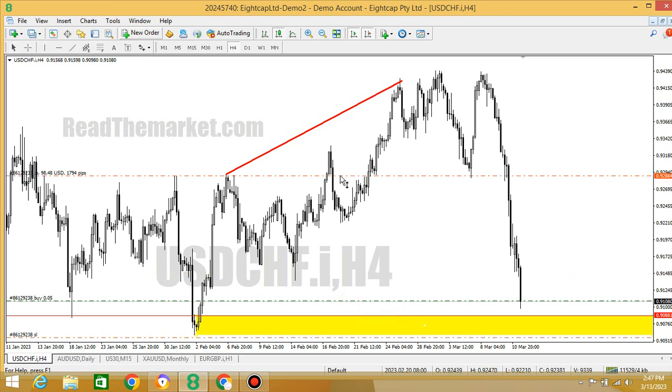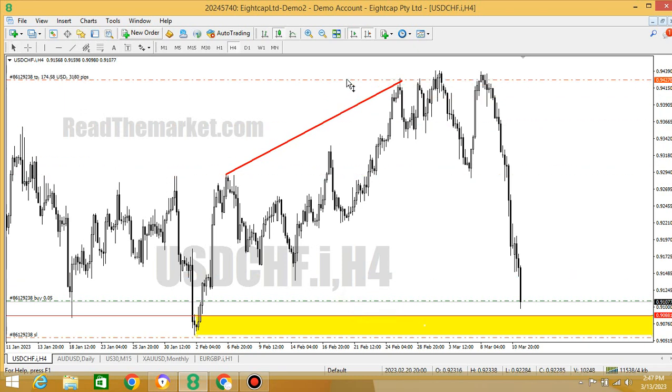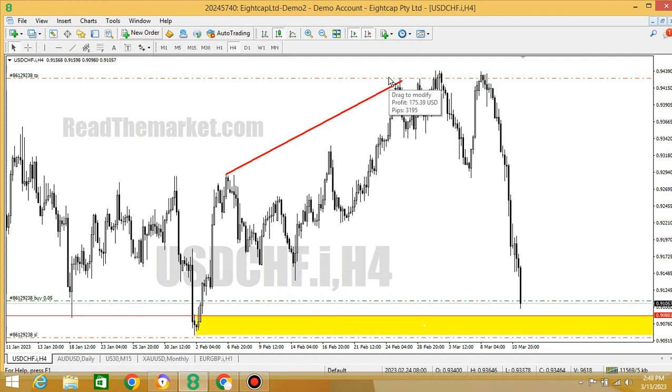Where's your take profits? Just above. So this is going to be a good move. So what are you risking? You are risking $22 to get 174. So your risk reward is kind of crazy.